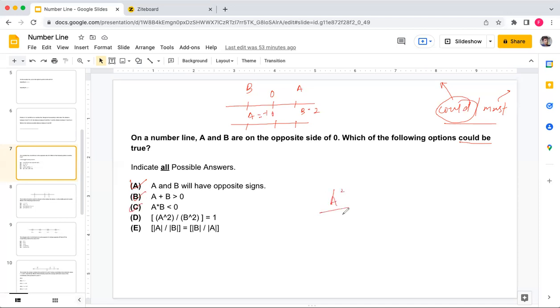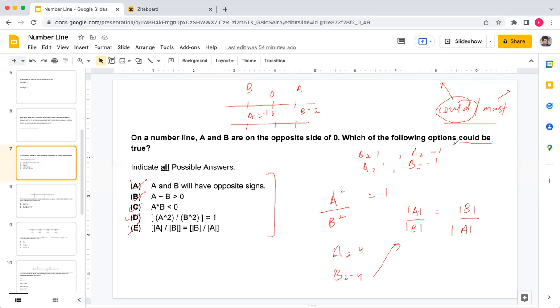Now, the next one is A square over B square is equal to 1. That is possible if their absolute values are the same with different signs. For example, if A is 1 and B is -1. Vice versa, if B is 1 and A is -1. In both cases, this is possible. And the last one is absolute of A over absolute of B is equal to absolute of B over absolute of A. Just assume the same. For example, if A is 4 and B is -4, just substitute in this. This is also possible. That's why, considering the could case, all of these are possible.